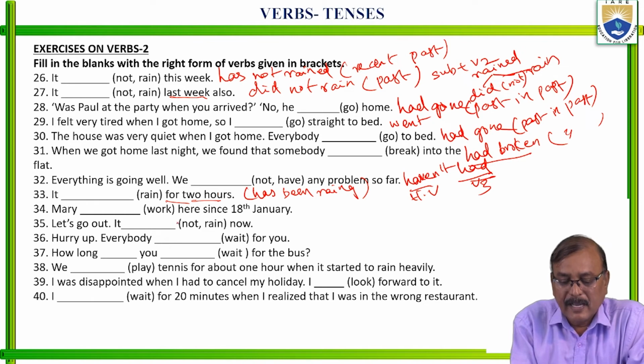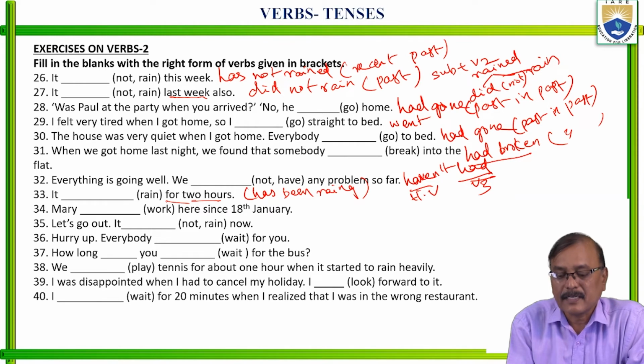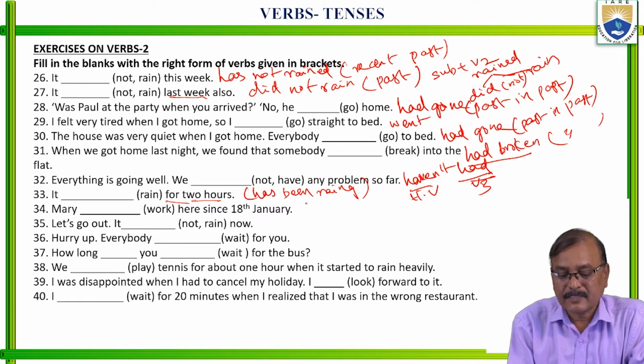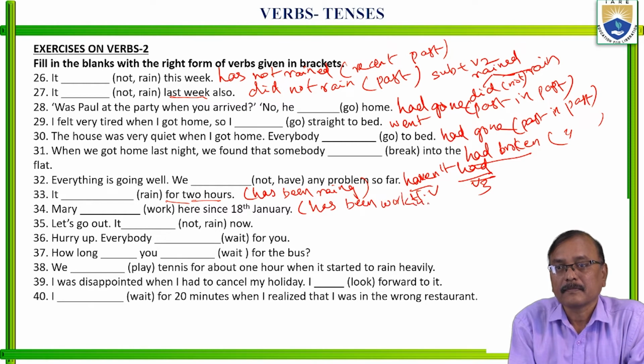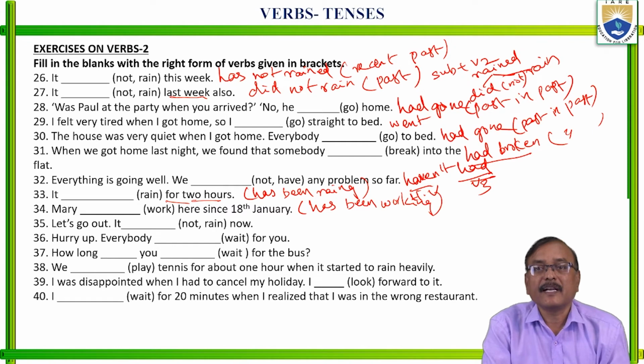Next, Mary dash work here since the 18th January. Is it clear? This is also since plus time. Means the action started on the 18th January. Now also it is going on. So here also, same. What is that? Has been working. Mary has been working here since the 18th January.